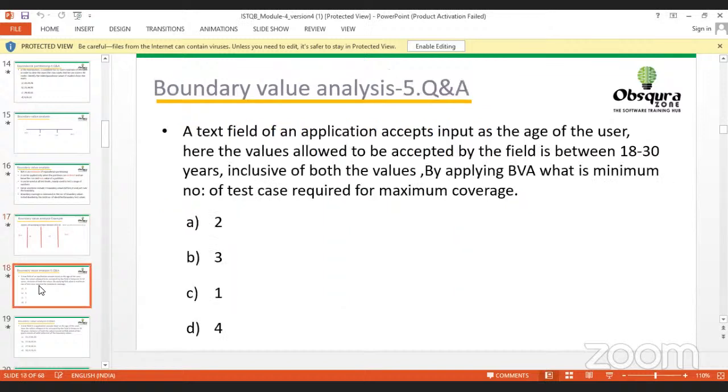Okay, now we move on to the question. A text field of an application accepts input as the age of the user. The value allowed to be accepted by the field is between 18 and 30. So the upper boundary and lower boundary are given, inclusive of both values. By applying boundary value analysis, what is the minimum number of test cases required for maximum coverage?